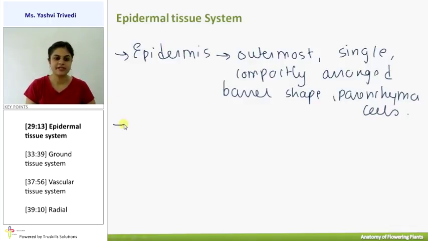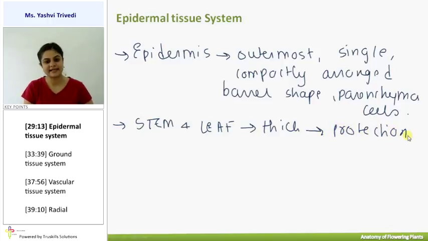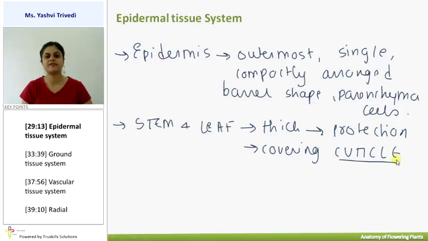Now the epidermis of stem and leaf, that is the epidermis area, the first layer of stem and leaf, will be very thick walled. Why? Because they are involved for the purpose of protection. So in that case the layer is called epidermis. Above this layer there will be a covering of cuticle present. This cuticle is mainly present to prevent the loss of water because of transpiration.